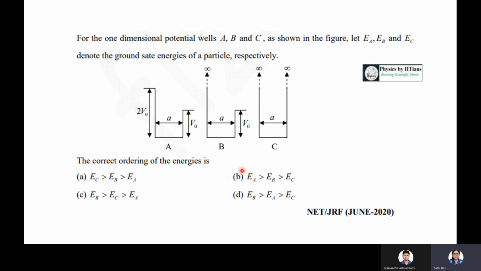The second option is EA is greater than EB is greater than EC. The third option is EB is greater than EC is greater than EA. And the fourth option is EB is greater than EA is greater than EC. So what will be the correct option? I think all of you know what the answer will be. Yes, the correct answer is A.